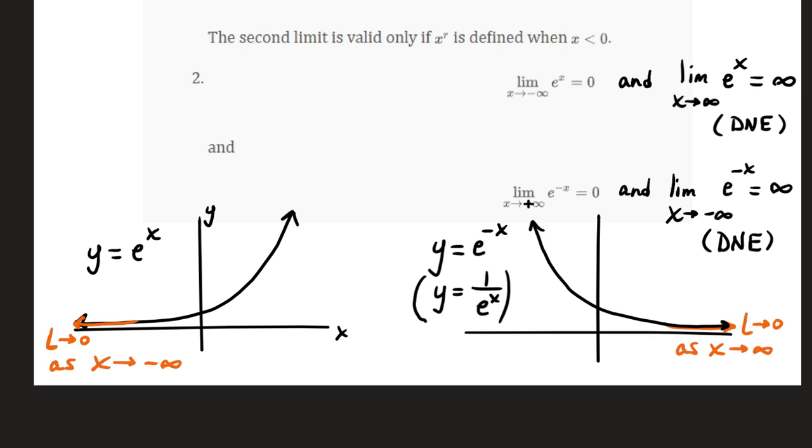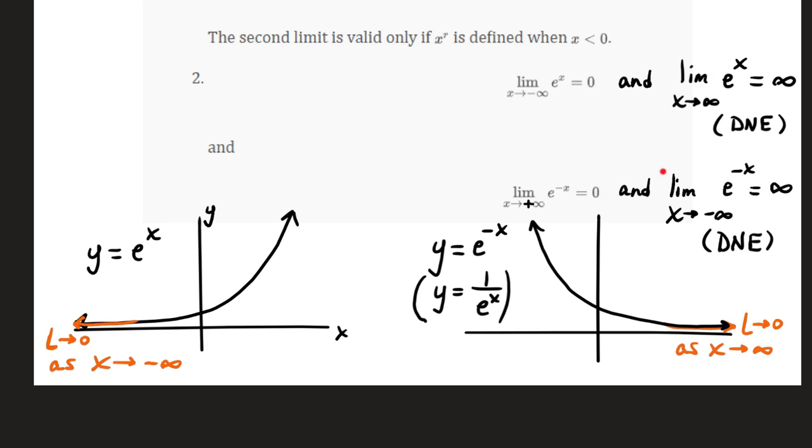Okay, so back before I get to number two, the second limit is valid only if x to the r is defined when x is negative. Number two, the limit as x approaches negative infinity of the function e to the x equals 0, and the limit as x approaches positive infinity of e to the negative x equals 0.